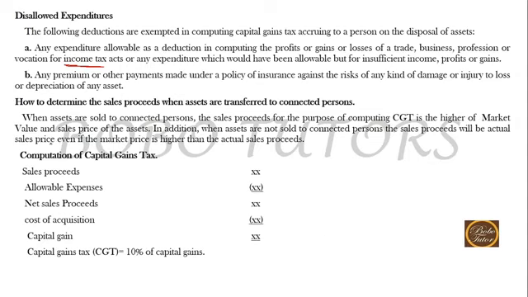Now, they said when assets are sold to connected person, the sales proceeds for the purpose of computing capital gains tax is the higher of market value and sales proceeds of the asset. That is, if you sell the asset to connected persons, someone that can easily influence your decision, someone that you are closely related to, either directly or indirectly, then the sales price, that is the sales proceeds that government will consider, is the higher of market value. That is the highest between the market value and the sales proceeds.